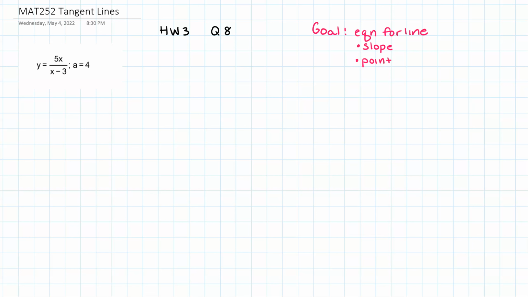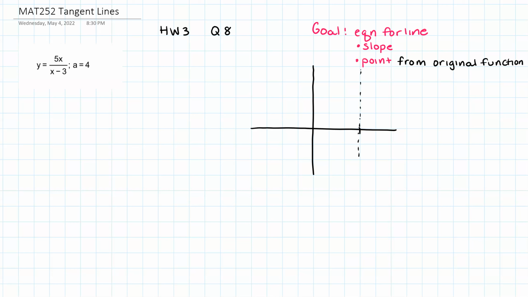Now that point is going to come from the original function, right? Because this function looks like something. So let's do a quick sketch of this function. This is a rational function where x minus 3 can't be algebraically canceled out, so there's going to be a vertical asymptote. Let's put x equals 3 here. This is going to be a vertical asymptote.